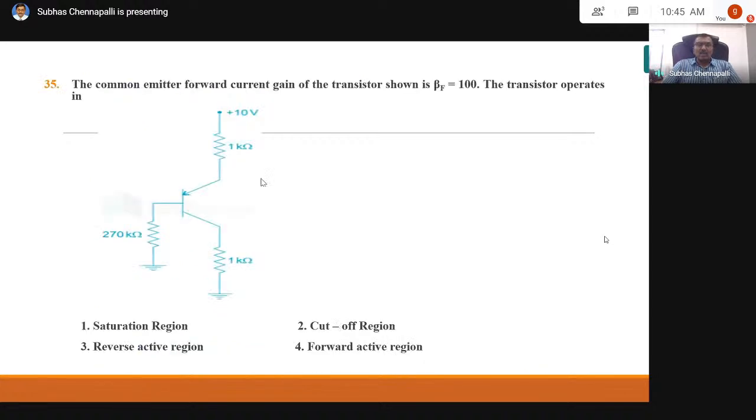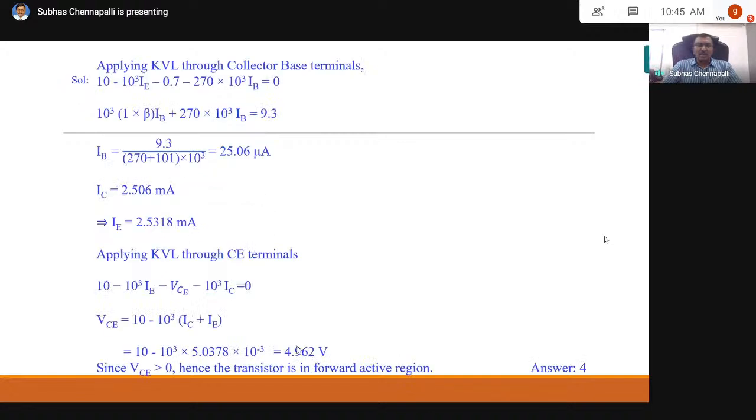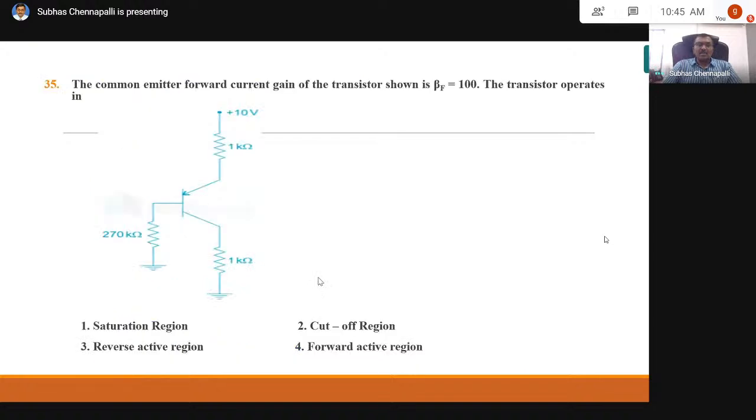Your collector supply voltage is 10 volts. Roughly, in a typical problem, it will be half of this if the transistor is in active region. So even you got this as 4.962, hence this circuit is in active region. This is the forward active region. I mean the input junction is forward biased and the output junction is reverse biased. So you have this in active region.